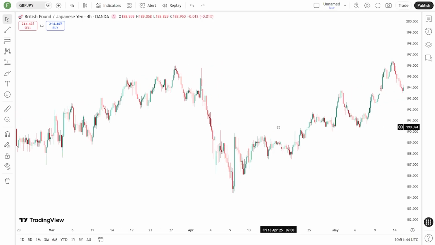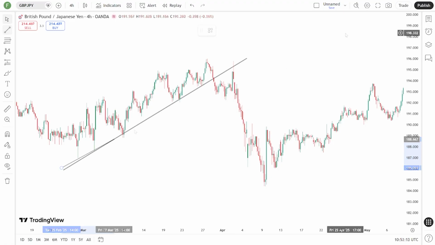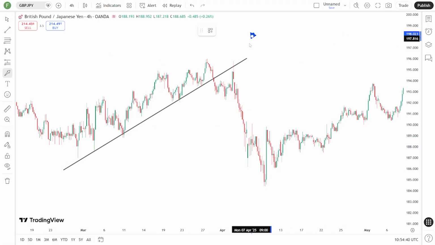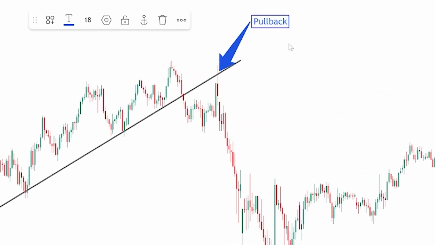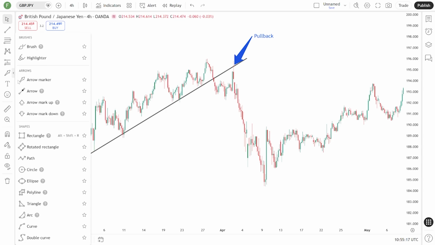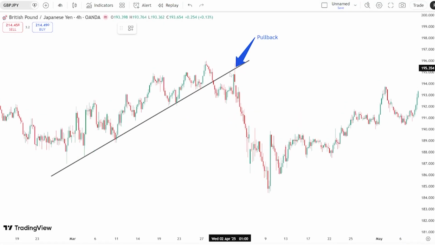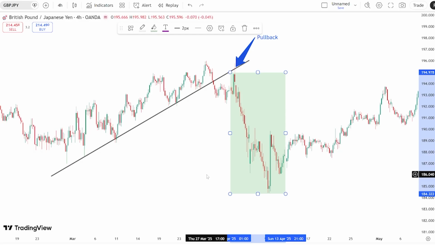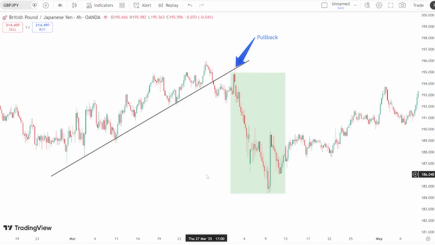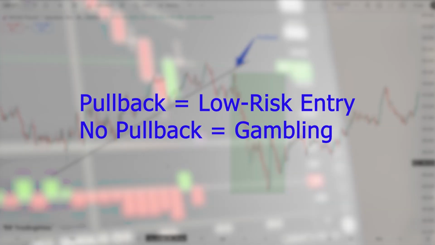Tip 9. Pullbacks equals best entry. After the trend line is drawn and price reacts a few times, best entry? Wait for price to pull back to the line. Why? Pullback equals market takes a breath, small correction, ready for next move. Common mistake? Jumping in on the breakout without waiting for pullback. Then stop loss gets hit fast. Golden rule? Wait for price to return. See a confirming candle. Then enter. Pullback equals low risk entry. No pullback? Gambling.